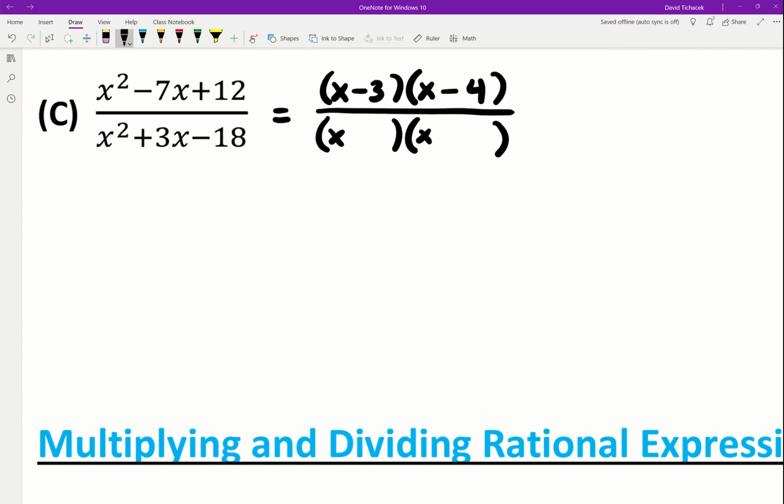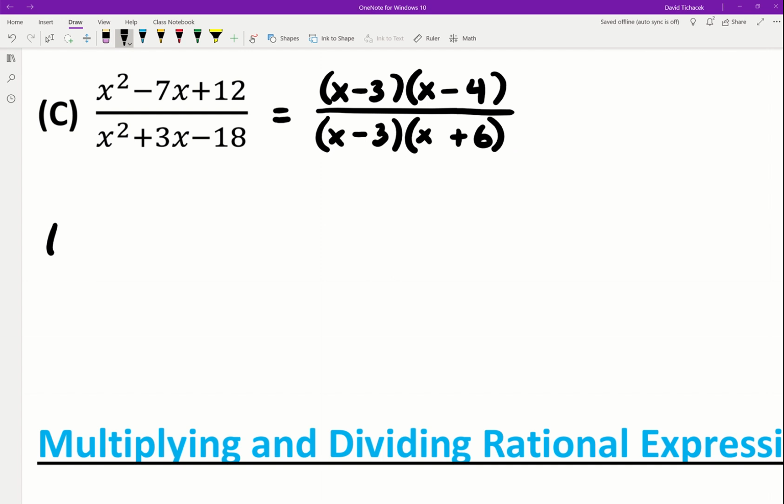And then I'm looking for two numbers that multiply to make negative 18, but add to make positive 3. I think we can get that by doing a negative 3 and a positive 6, okay? And so, again, at this time, before we start canceling, we do want to take a look at our denominators, and we want to figure out what our domain restriction is going to be.